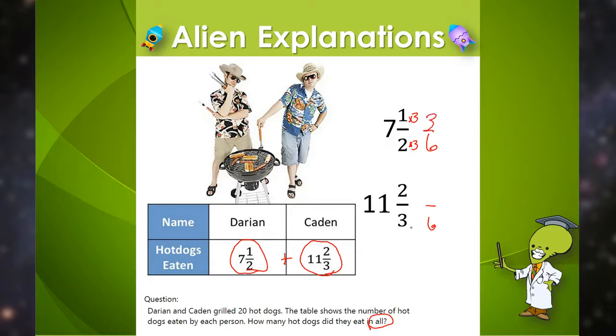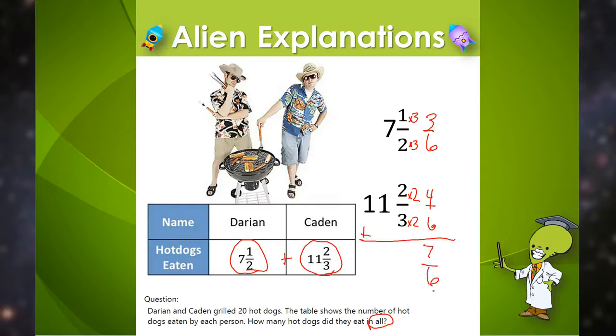Now we think 3 times what is 6? Well, 3 times 2 is 6. So to make sure we have an equivalent fraction to 2/3, we have to multiply the numerator by 2. So 2 times 2 makes 4. Now that I have a common denominator, I can add these two fractional amounts together. So 3/6 plus 4/6, well, that makes 7/6.